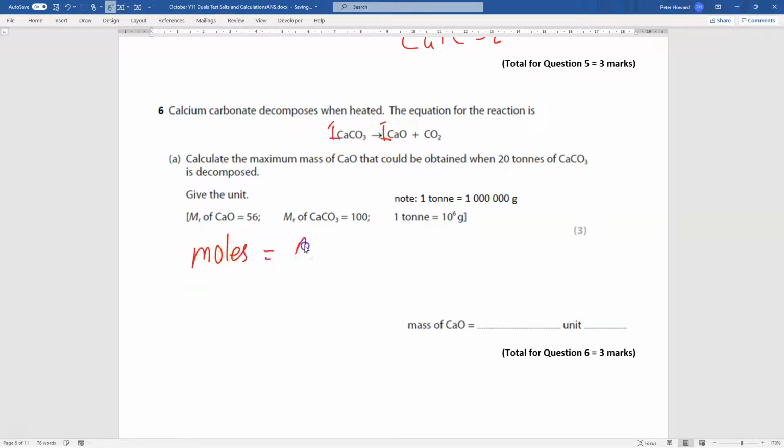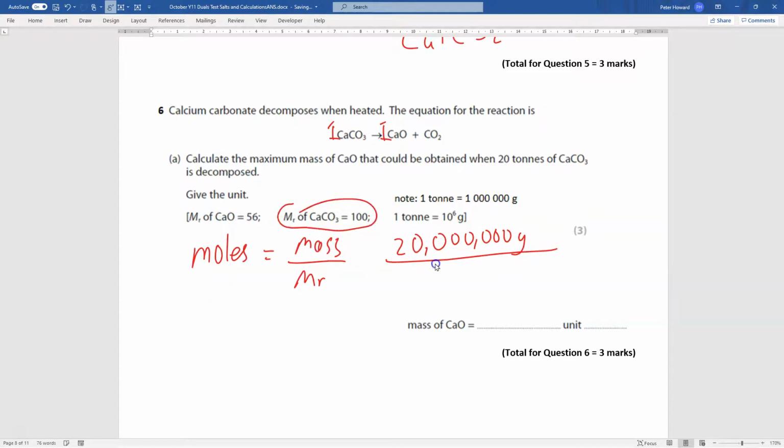Moles is equal to mass divided by mass of 1 mole. Mass of 1 mole could be considered just the MR. So number of moles of calcium carbonate. So 20 tons. So that is 20 with 6 zeros on. 1, 2, 3, 4, 5, 6 grams divided by the mass of 1 mole of calcium carbonate. It tells us the mass of 1 mole of calcium carbonate, so that's helpful. So divide by 100 gives us, cross out those bits there.